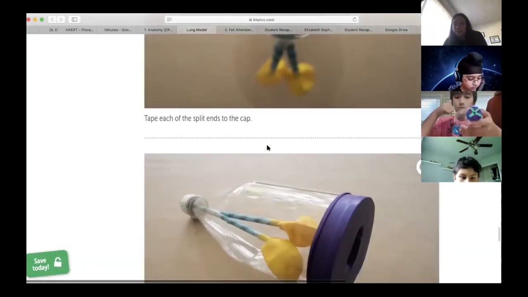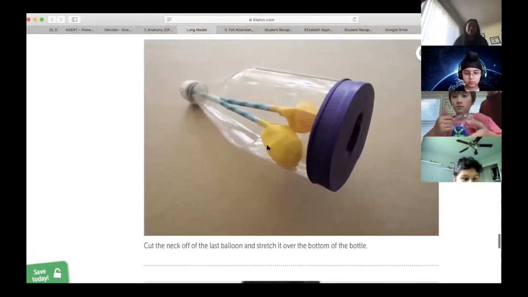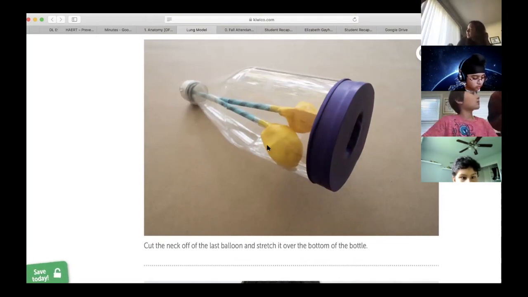Okay, perfect. So we're running short on time, so we're just gonna move on. Then cut the neck of the last balloon. So with the first 2 balloons, you cut the necks of them. Cut the neck of the last balloon, and then using that big part, stretch it around the bottle.